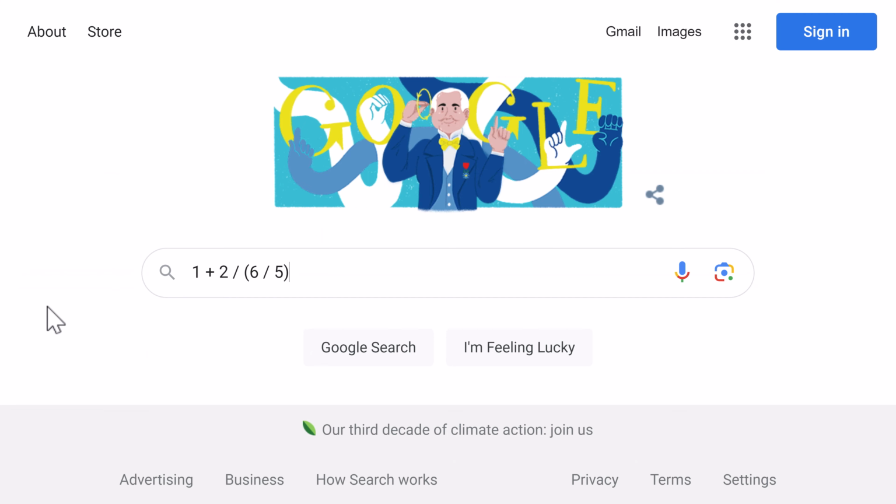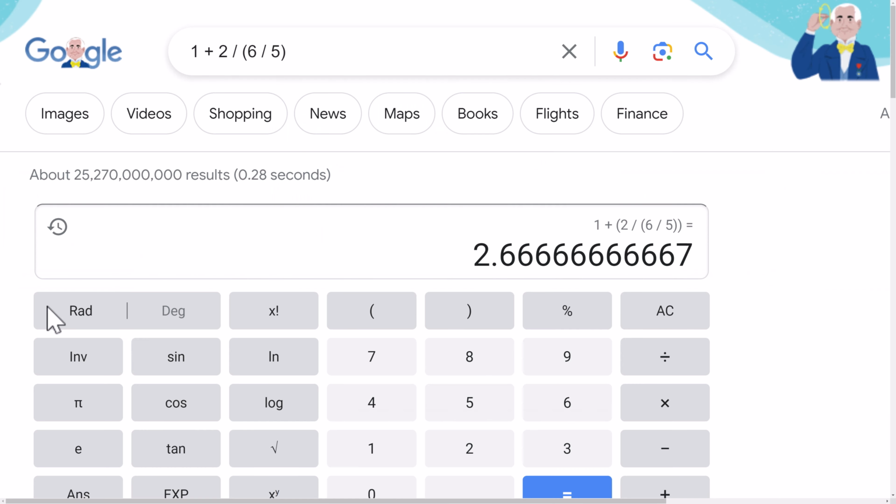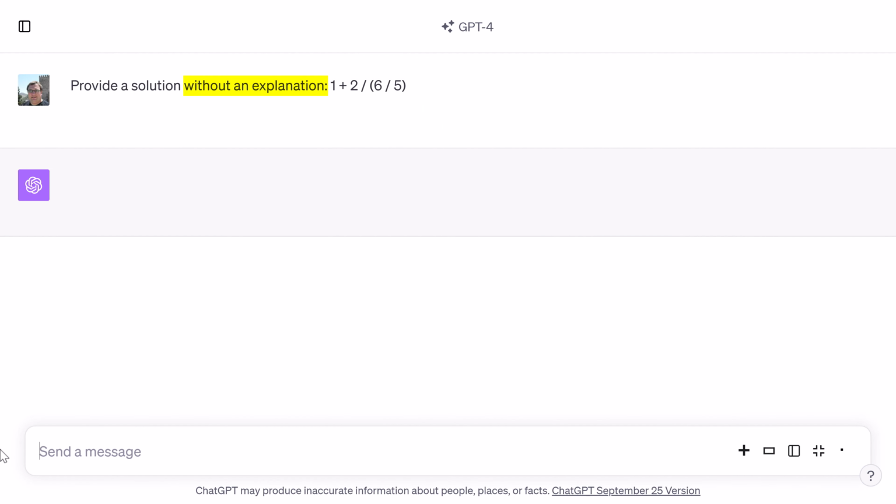If we type it into Google, we get the correct answer immediately. I'm specifically asking it not to provide an explanation. It gives us an incorrect answer. I've asked this question the same way multiple times, and while it doesn't always give this answer, the answer is usually incorrect. Now let's go back and edit the prompt.